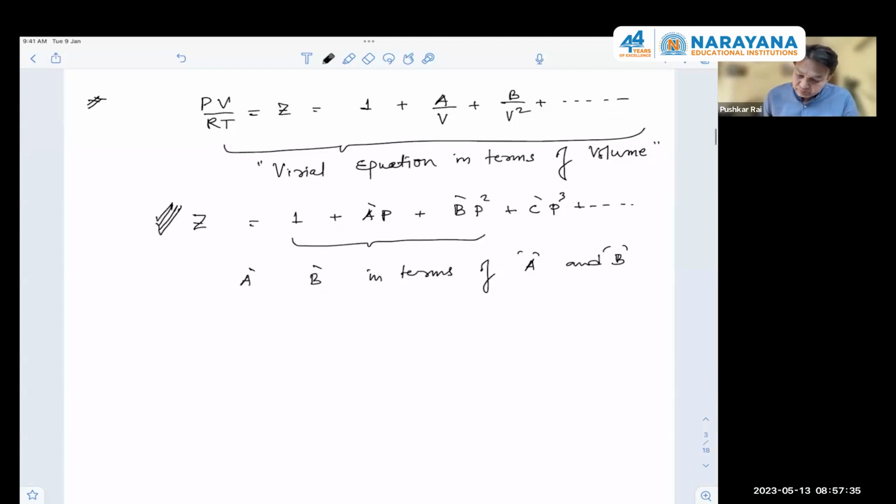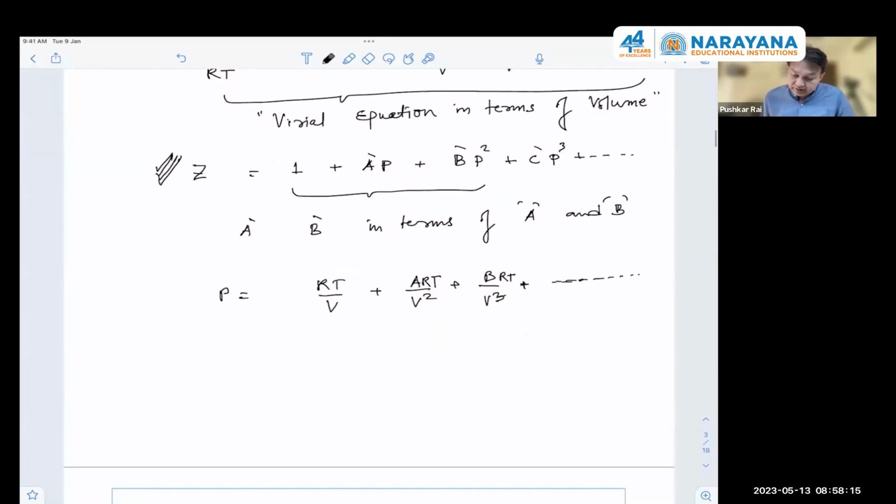Let's do it now. How can you do it? I give you one opening statement here. Can we write P is equal to RT by V plus A RT by V square plus B RT by V cube, and so on and so forth?